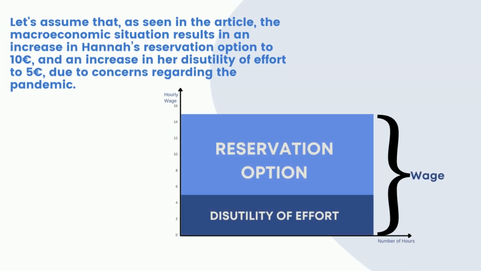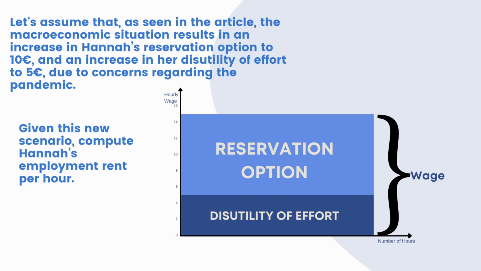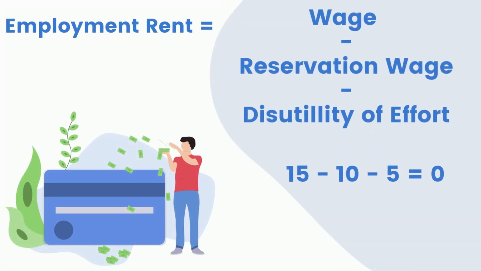Now, let's assume that, as seen in the article, the macroeconomic situation results in an increase in Hannah's reservation option to 10 euros, and an increase in her disutility of effort to 5 euros, due to concerns regarding the pandemic. Given this new scenario, compute Hannah's employment rent per hour. Now, her employment rent is equal to her wage minus her reservation wage and her disutility of effort. That is, 15 minus 10 minus 5, which is equal to 0.